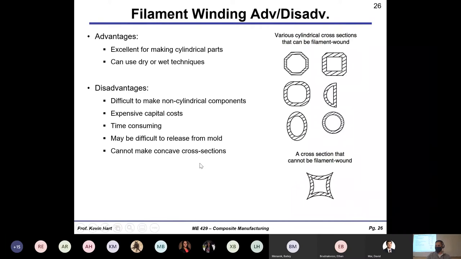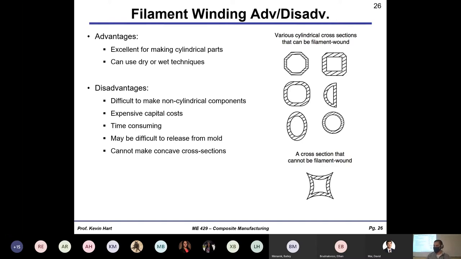The disadvantage is you can't really make non-cylindrical components all that well. You have a lot of capital costs when you're purchasing an inverse lathe to make this happen. It's time consuming, it can take a while to wrap all this around, and it's sometimes difficult to release from the mold. If you think about wrapping all of this fabric around a mold, you're wrapping it pretty tightly so that it stays on there. Then during the cure process, the composite tends to shrink around that mold. So it can be really hard sometimes to get that fabric, which has been solidified after the manufacturing process, off the mandrel.